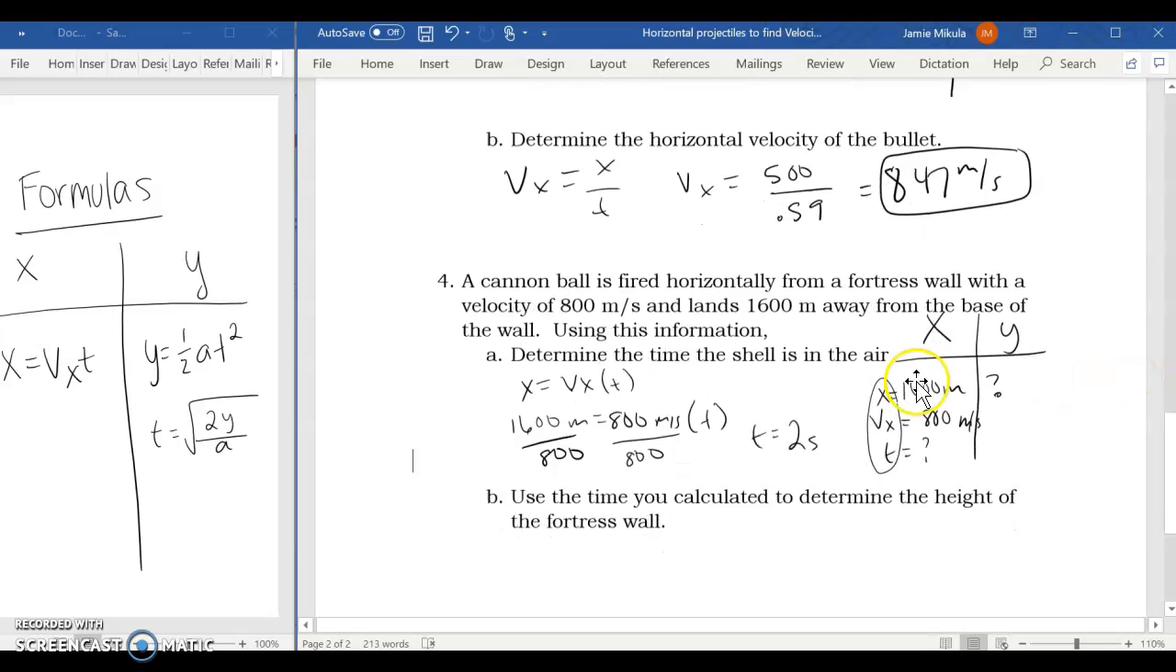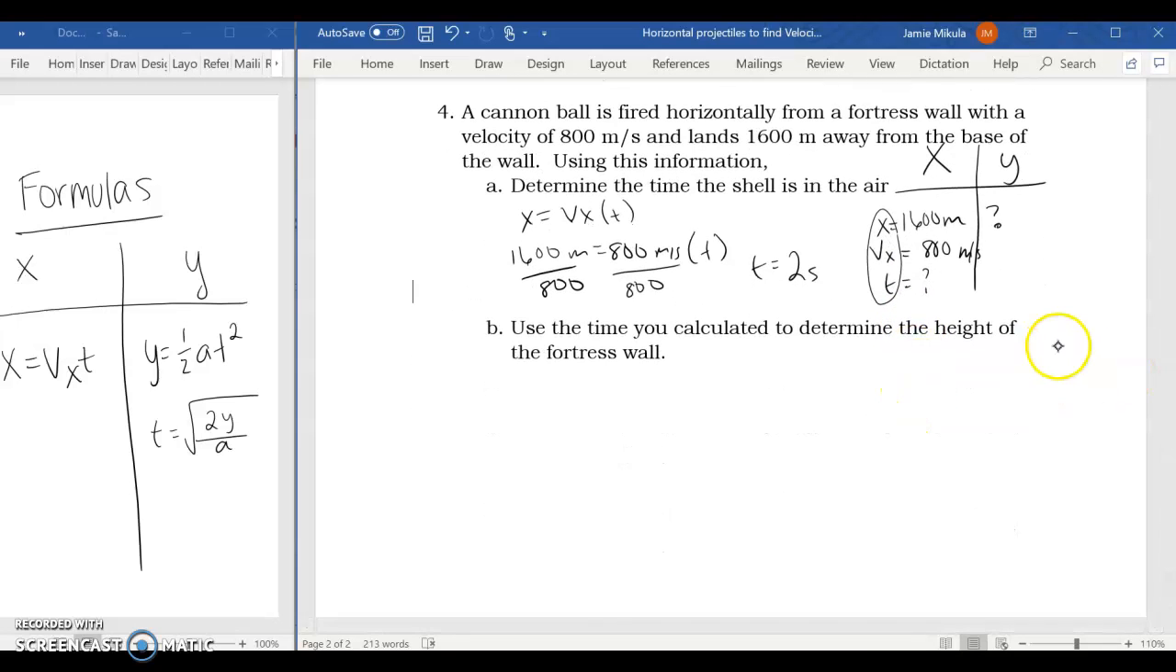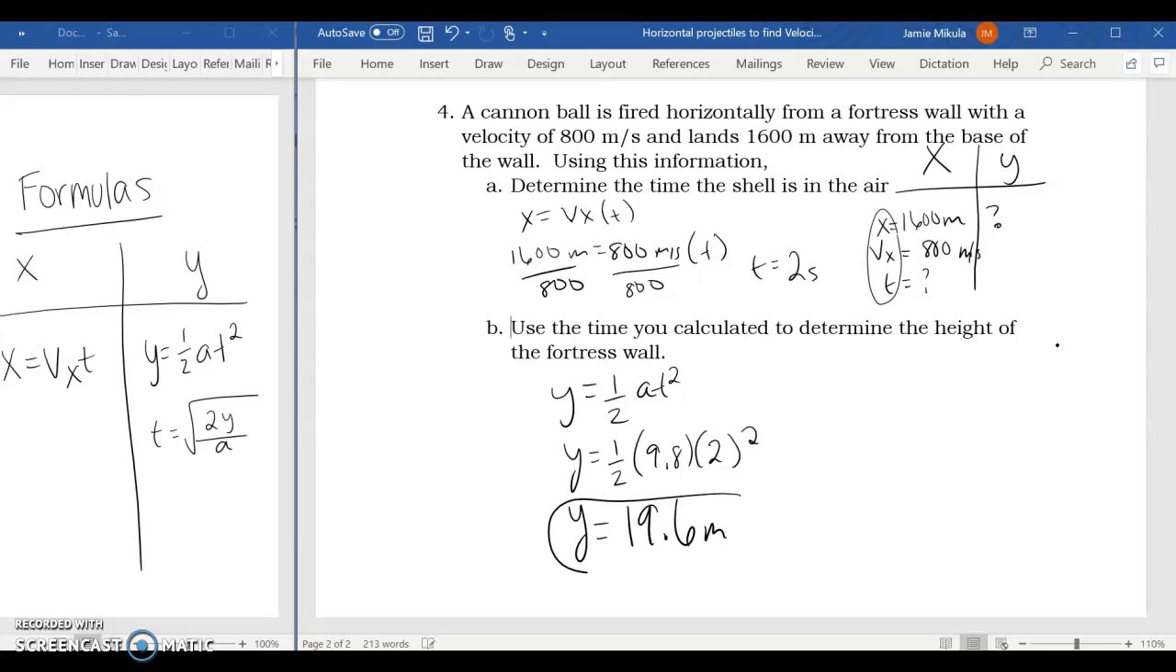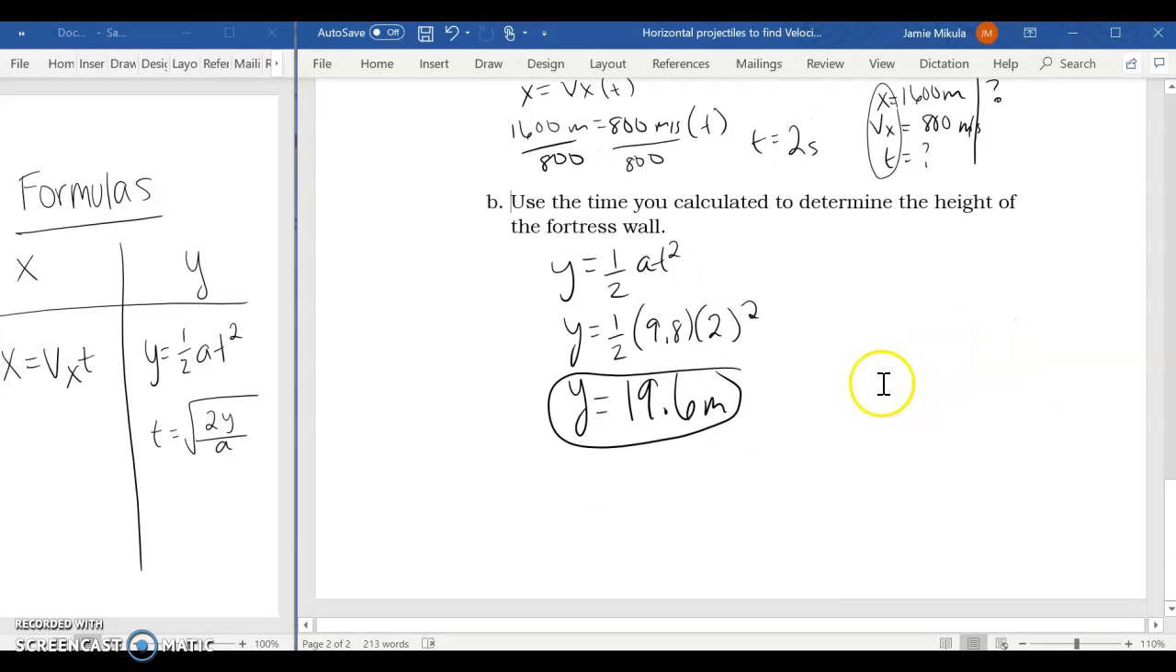So then you go down here and solve for the height. So y equals 1/2 g or a, I'm going to keep it consistent here, t squared. Okay, so we want y. 9.8 is gravity. T was 2 and squared. So 0.5 times 9.8 times 2 squared is 19.6. So you have a vertical distance of 19.6 meters. And there are all of your answers.